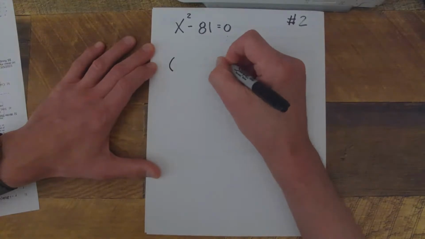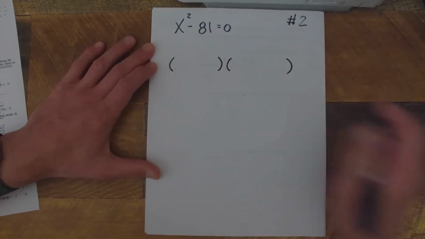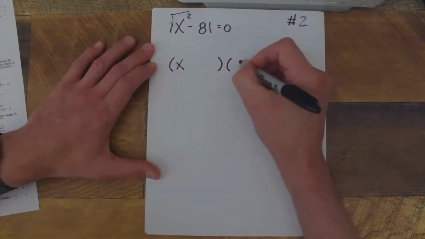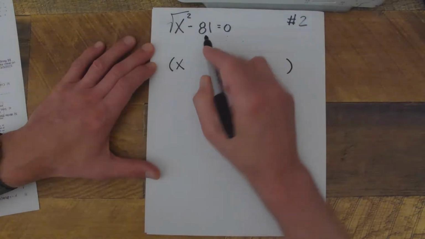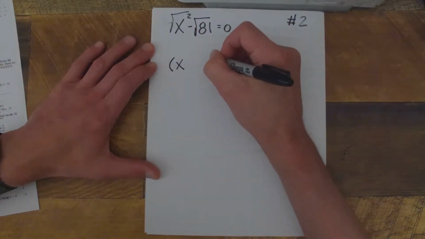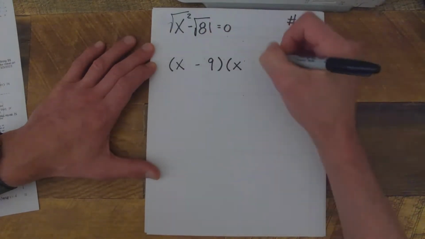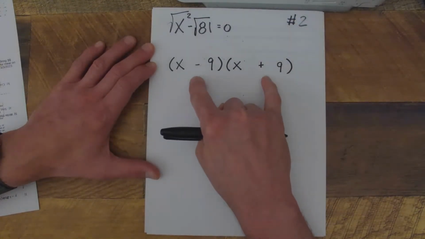I like to set these up by taking two sets of parentheses. Now, if we took the square root of that very first term, that would give us x. If we took the square root of this very last term, that would give us 9. The square root of 81 is 9. Now, I said these are a difference of perfect squares, so we want these two parentheses to have different signs.